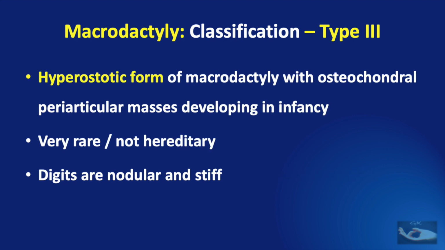Type 3 refers to the hyperostotic form of macrodactyly with osteochondral periarticular masses developing as early as infancy. There is no significant nerve enlargement in this type. It is very rare, it is not hereditary, but the digits are nodular and stiff.